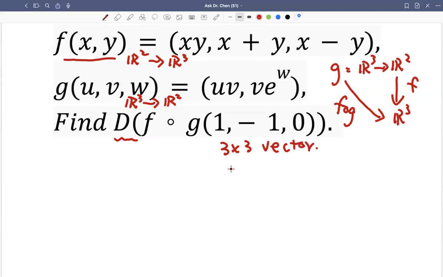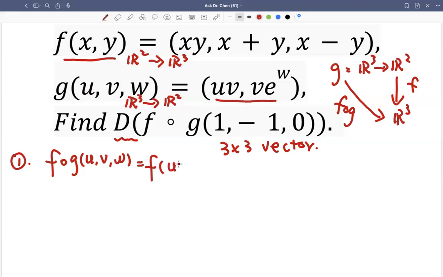So we can go 2 ways to find the derivative of this composition of 2 functions. Let's do the first one. We can just calculate f composed with g. g takes u, v, w as input. How is the g function defined? g is defined as u times v, then v times e to the w.